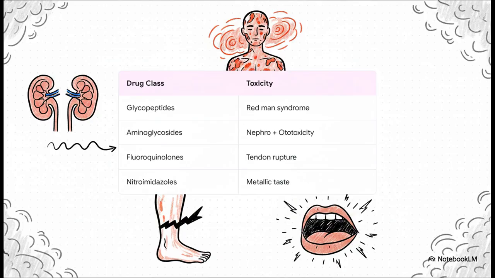Things like tendon ruptures and metallic tastes are absolute gold. Think about the glycopeptides like vancomycin. If a clinical scenario mentions red man syndrome, boom, you immediately know the answer. Aminoglycosides, they're infamous for dual nephrotoxicity and ototoxicity. If a patient is suddenly experiencing a tendon rupture, your mind should immediately jump straight to fluoroquinolones. And if they complain of a strange metallic taste, that is the classic hallmark of nitroimidazoles like metronidazole.